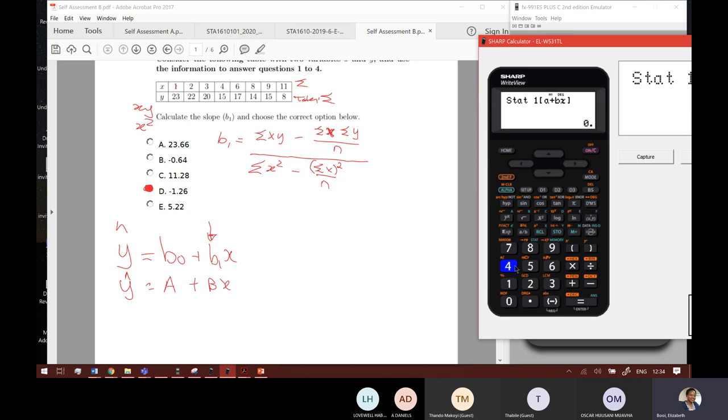off the calculator and calculate our B1. And with this calculator, it's easy because all of them are on 1 and we're looking for 1, which is that. And on this one, I get minus 1.256. So my other calculator is not working well. And this one gives me the correct information.